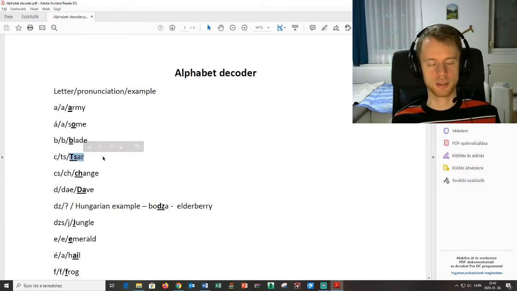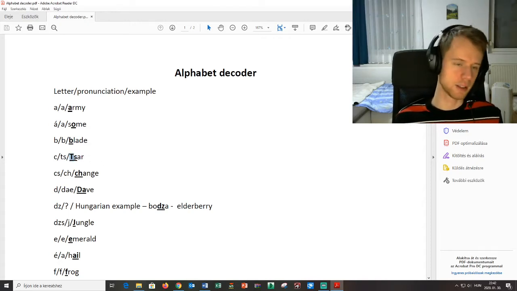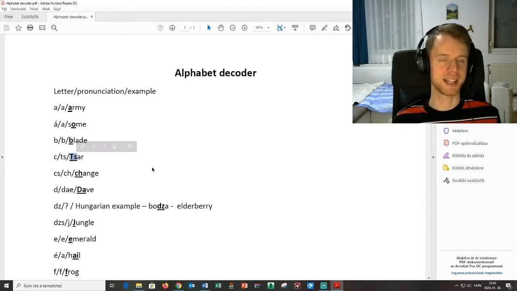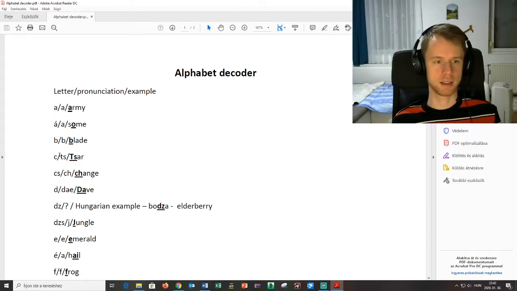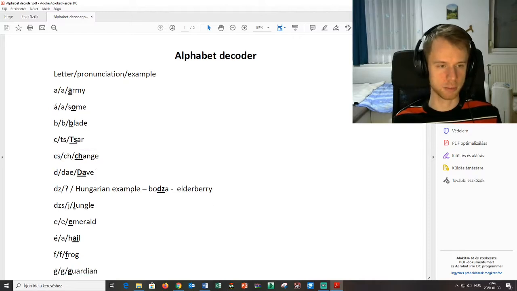Then C. I didn't find any good English examples, so maybe this word is the closest, like the Russian Tsar. I know some people would pronounce it as Zar, and it's a little different, but Russians pronounce it as Tsar, so Ts, Ts. Just remember it's the letter Ts. You can roll the video back to hear my pronunciation again in case this is not clear.